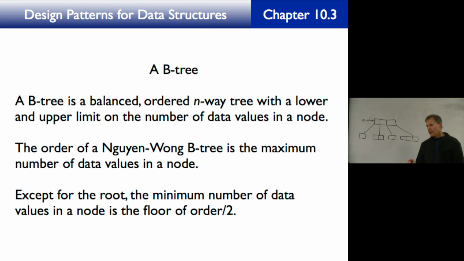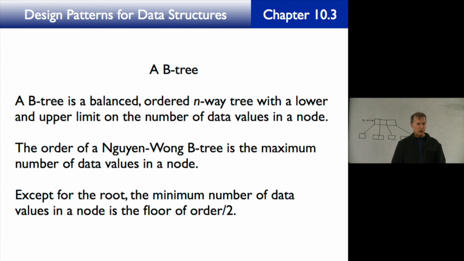Now, here's the thing about a B tree. A B tree has all those characteristics, but now here's what makes it a B tree. A B tree is a balanced, ordered, n-way tree. So we've seen what that means. Balanced, all the same height, ordered, all this ordered. But what happens is there is a lower limit and an upper limit on the number of data values in a node.